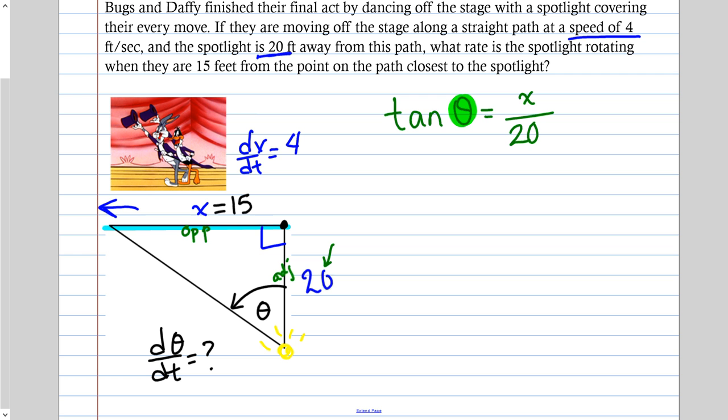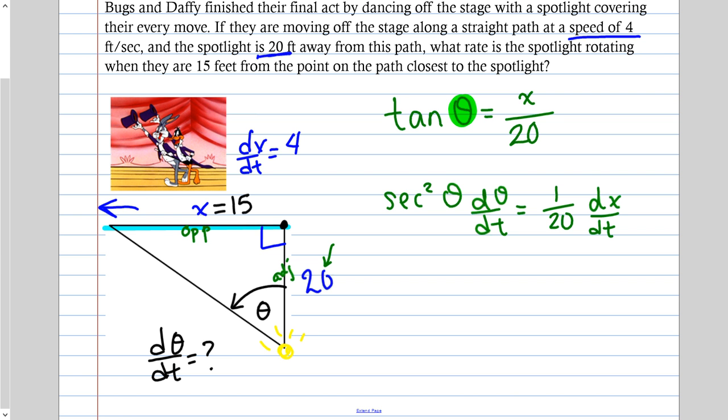So let me just keep walking along this path so that you can see. Okay, so derive tangent theta is secant squared theta d theta dt, and then x over 20 is just 1/20th x. If I derive that, I get 1/20th, and then I get dx dt, and you can see that x is not really important in this part of the equation. It's important, just not for here.